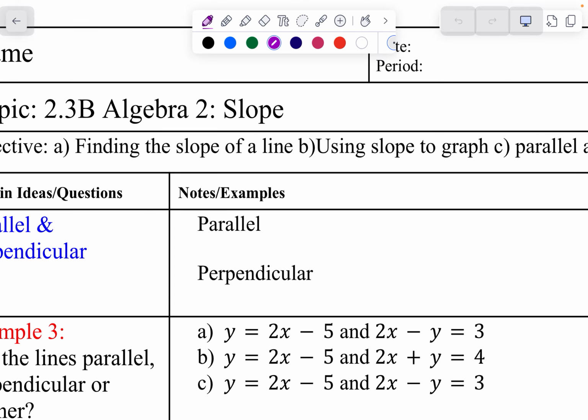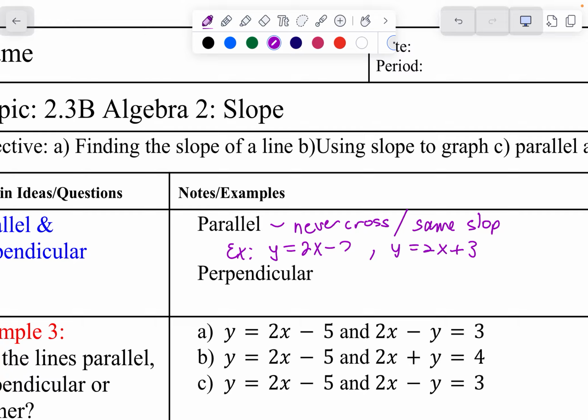So you want to say that they never cross. They have the same slope. So any two lines with the same slope will be parallel. So like y equals 2x minus 7 and y equals 2x plus 3. Those two lines are parallel. All vertical lines are parallel to each other. So x equals 2 is parallel to x equals 7. All horizontal lines are parallel to each other. So y equals 4 and y equals 6 will be horizontal lines that are parallel.